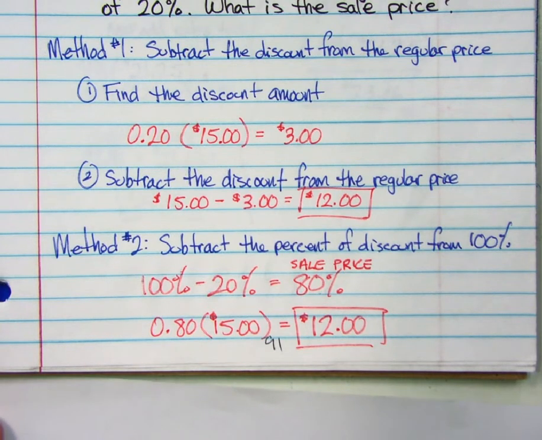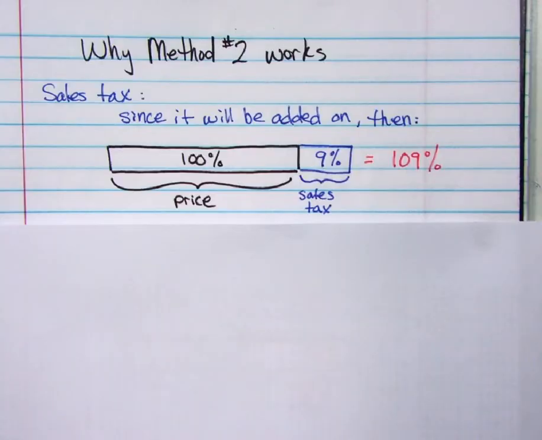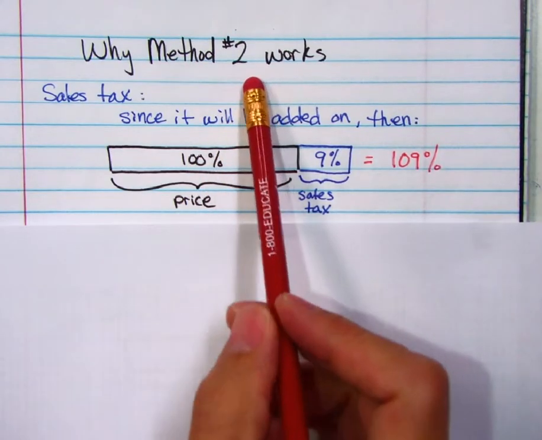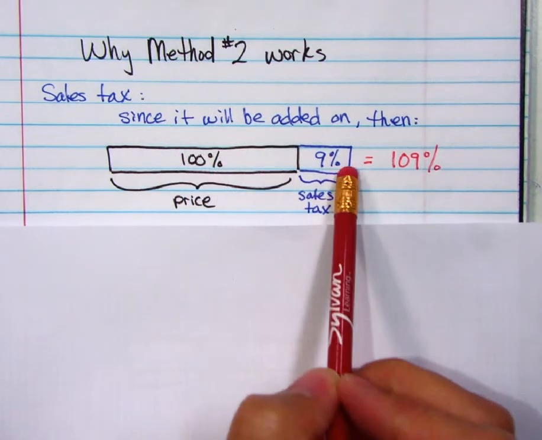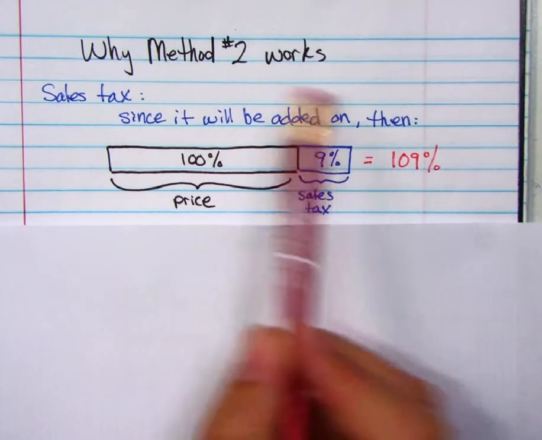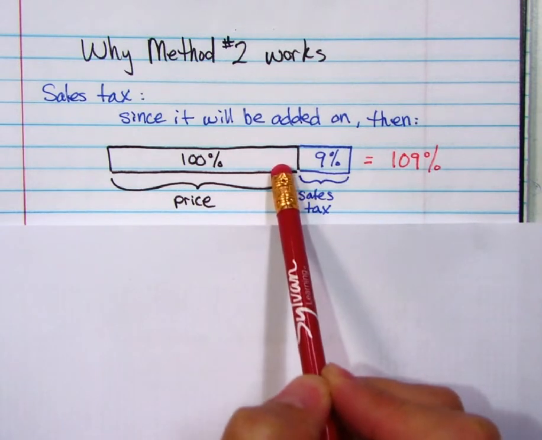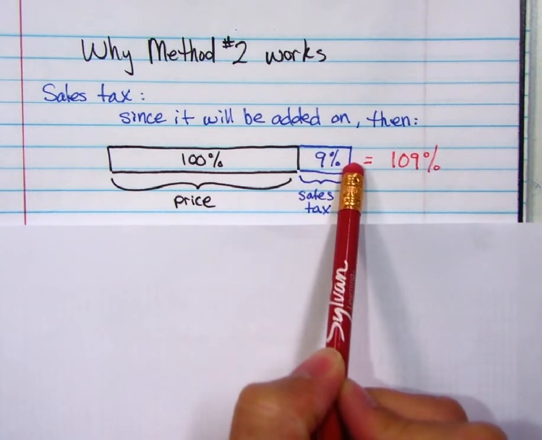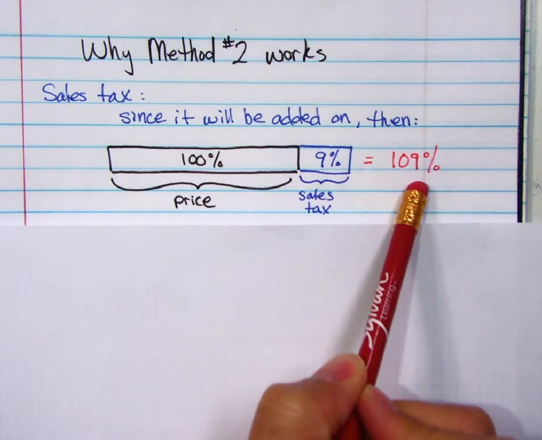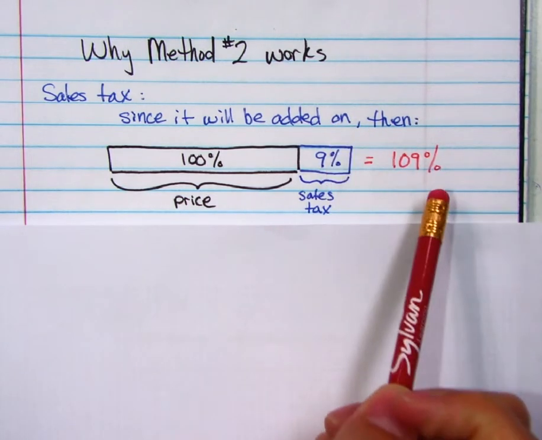Let me show you another explanation of how this works. So yesterday we talked about sales tax, tip, and markup, and I talked about the second method working where you can say, look, if there's a sales tax of 9%, let's say, I'm going to take 100%, that's my whole price, and then I add another 9%, that means it's going to be 109%. And I would multiply it and figure out my amount.